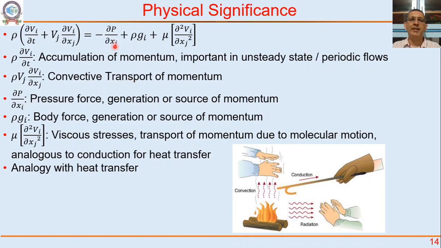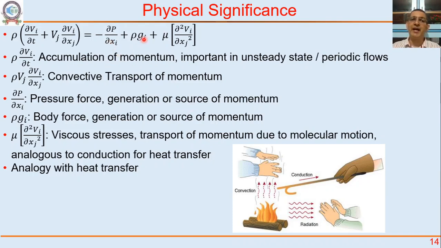Del P by del Xi is like a pressure gradient, like in a pipe. Let's say del P by del Z. Pipe pressure is P1 here, P2 here. It is varying in the Z direction. That's the meaning of this pressure force. That pressure force can be a generation of momentum. Because I have applied pressure in the pipe, momentum is created, fluid starts moving. So it's a source of momentum.